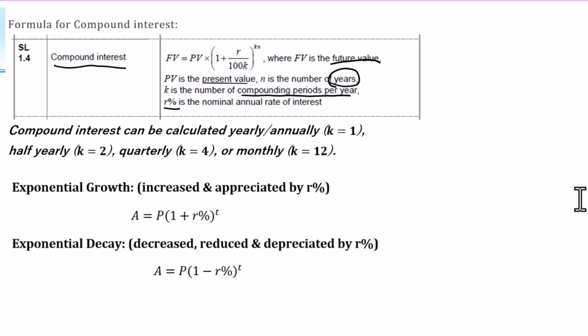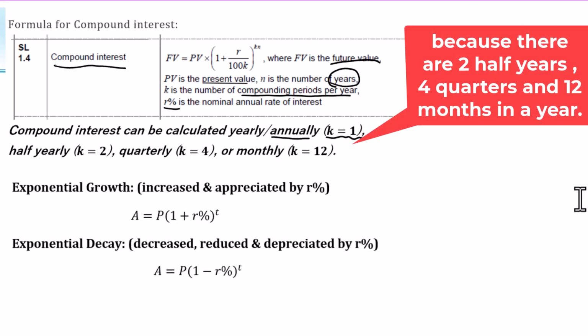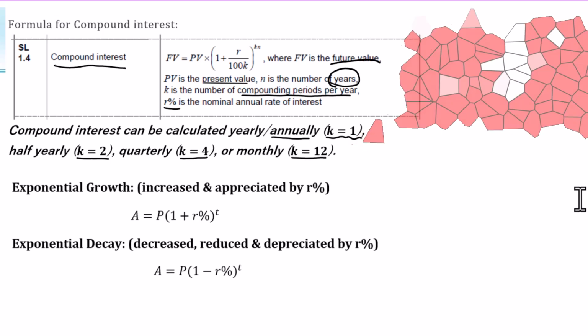When compound interest is calculated yearly or annually, this K equals 1. Half yearly, K equals 2. Quarterly, K equals 4. Monthly, K equals 12.